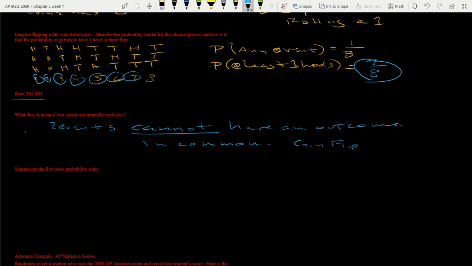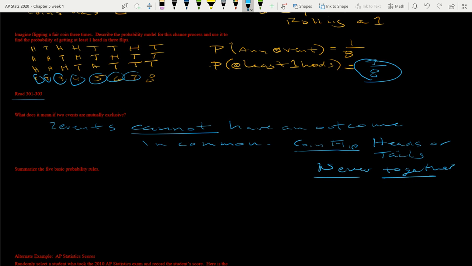So basically, they cannot occur at the same time. They never can occur together. So if I flip it once, I have heads or tails, never together. That's the idea of mutually exclusive.